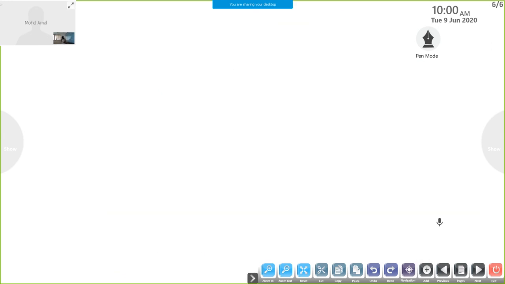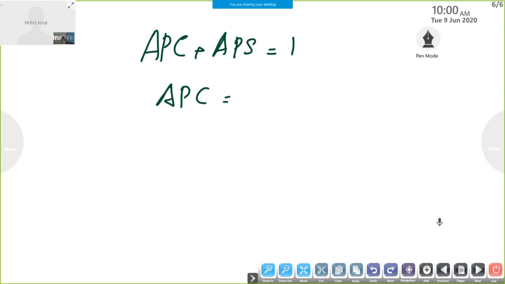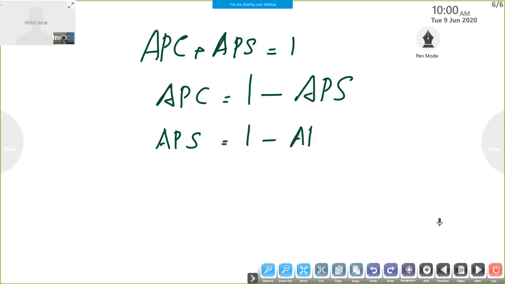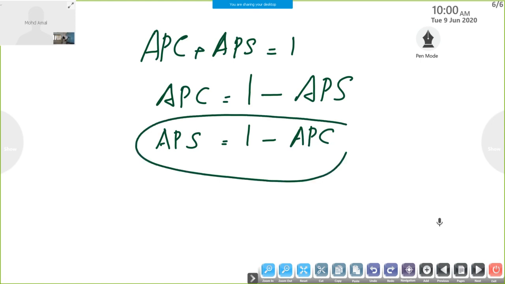Otherwise, we can write formulas. We know APC plus APS is equal to 1, or we can modify the formula: APC is equal to 1 minus APS, or APS is equal to 1 minus APC. Okay, the relationship between average propensity to consume and average propensity to save.